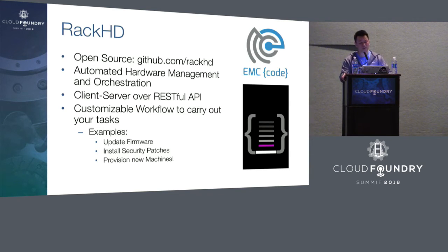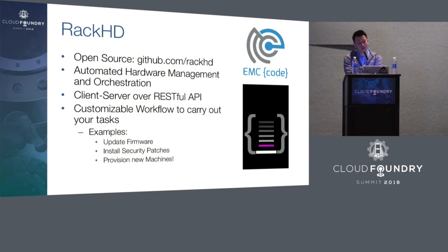So in the background, the RackHD CPI uses a technology called RackHD. It's open source technology created by EMC Code. In the past, it was an EMC product called OnRack, and it has just been open sourced at the beginning of this year. And you can obtain the release and the source code from GitHub/RackHD.